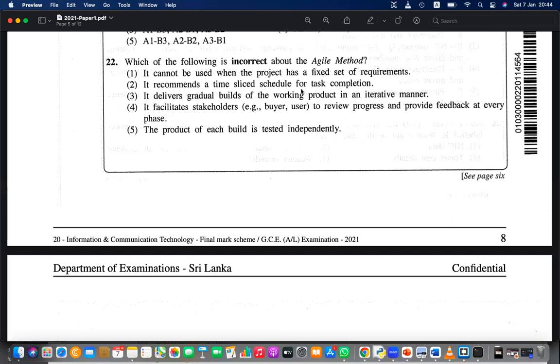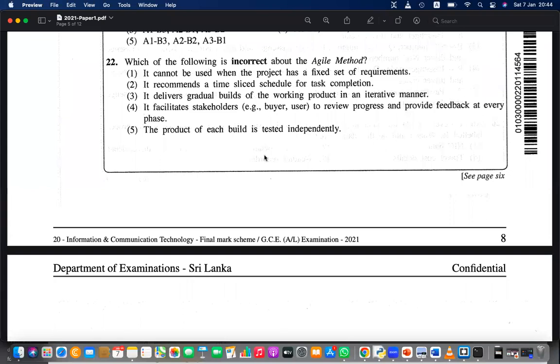Recommend the time slice schedule for the task completion. Yes, exactly, it recommends a time slice scheduling. And it delivers gradual builds of work in the project in an iterative manner. It is a fast way of building a project in an iterative manner. First iteration, second iteration. Yes, it facilitates stakeholder involvement, to review the progress and give feedback. Yes, that is the main thing in agile.